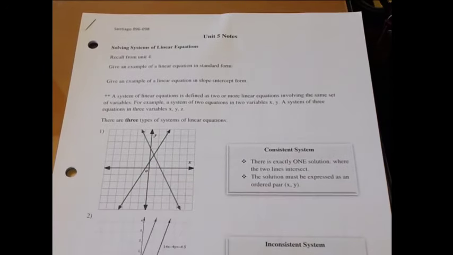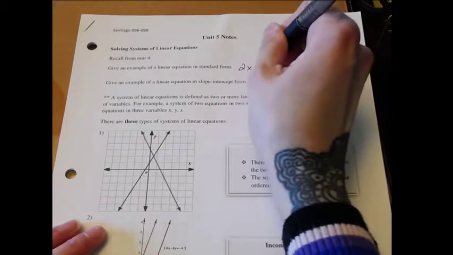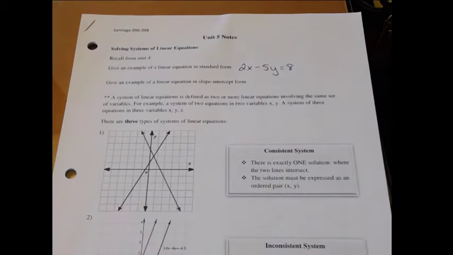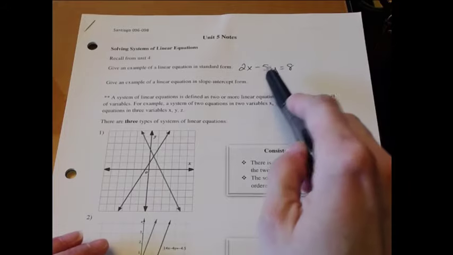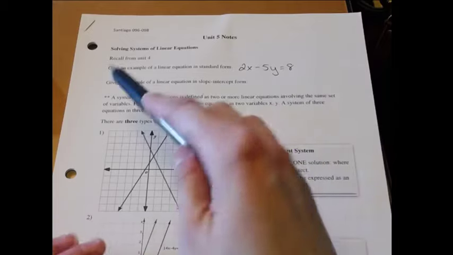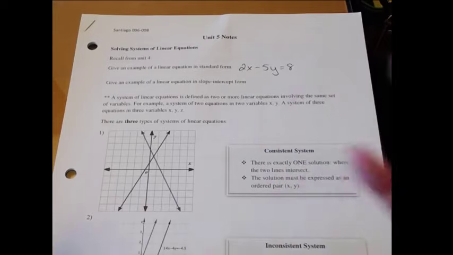All right, so Unit 5, solving systems of linear equations. Recall from Unit 4 that we have linear equations in different formats, right? So as a reminder, if we wanted to write an example of a linear equation in standard form, that would be something like 2x minus 5y is equal to 8. That's an example of an equation in standard form. You know this is standard form because your variables are together on one side and your constant is on the other. Next, I wanted to provide an example of a linear equation in slope-intercept form, just again, as a reminder.